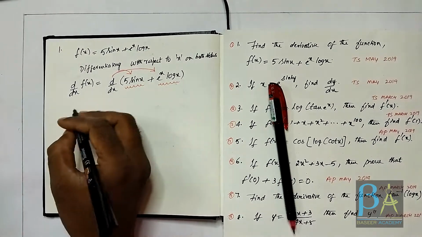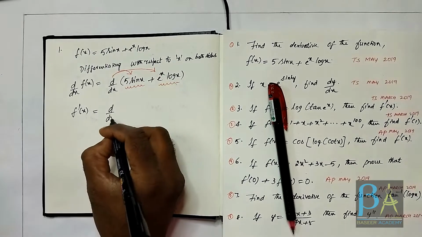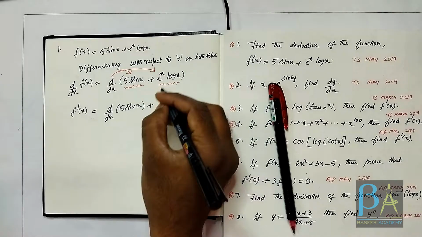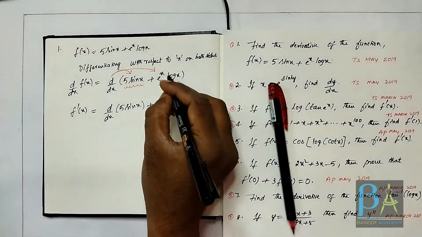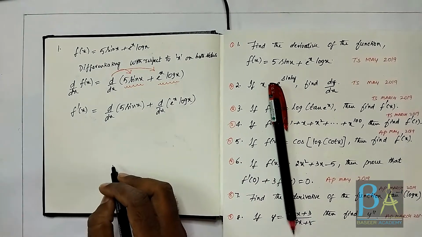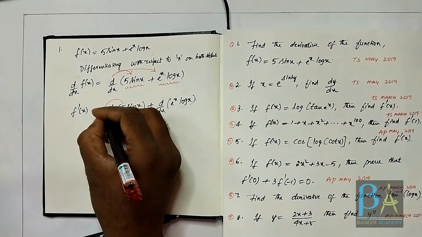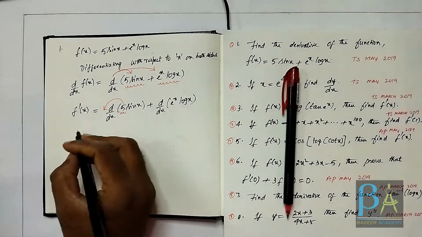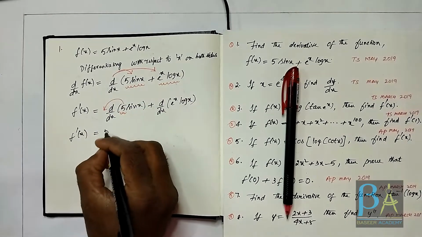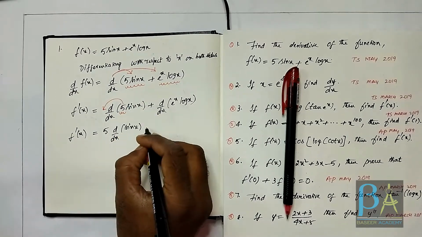Now d by dx of f of x would be f dash of x. I'm going to distribute d by dx to the first term, which is 5 sine x, and to the second term, which is e power x log x. Now, how do I differentiate 5 sine x? Let me take the constant out of the differential. So f dash of x is going to be, I'm going to take 5 out of the differential d by dx, and I'm now left with only sine x.